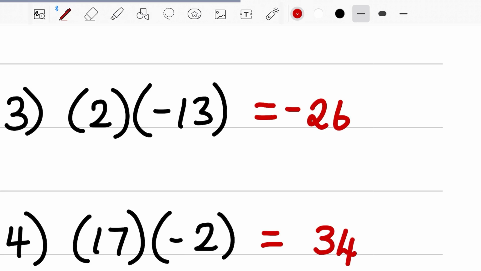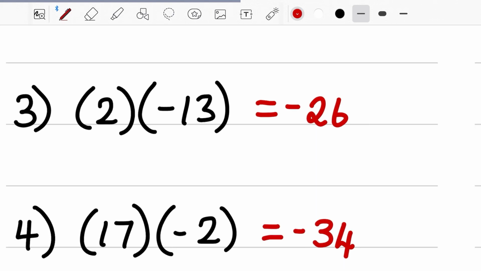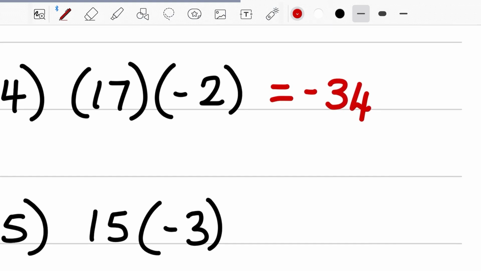17 is positive, 2 is negative. So the signs are different, which means your answer is negative.